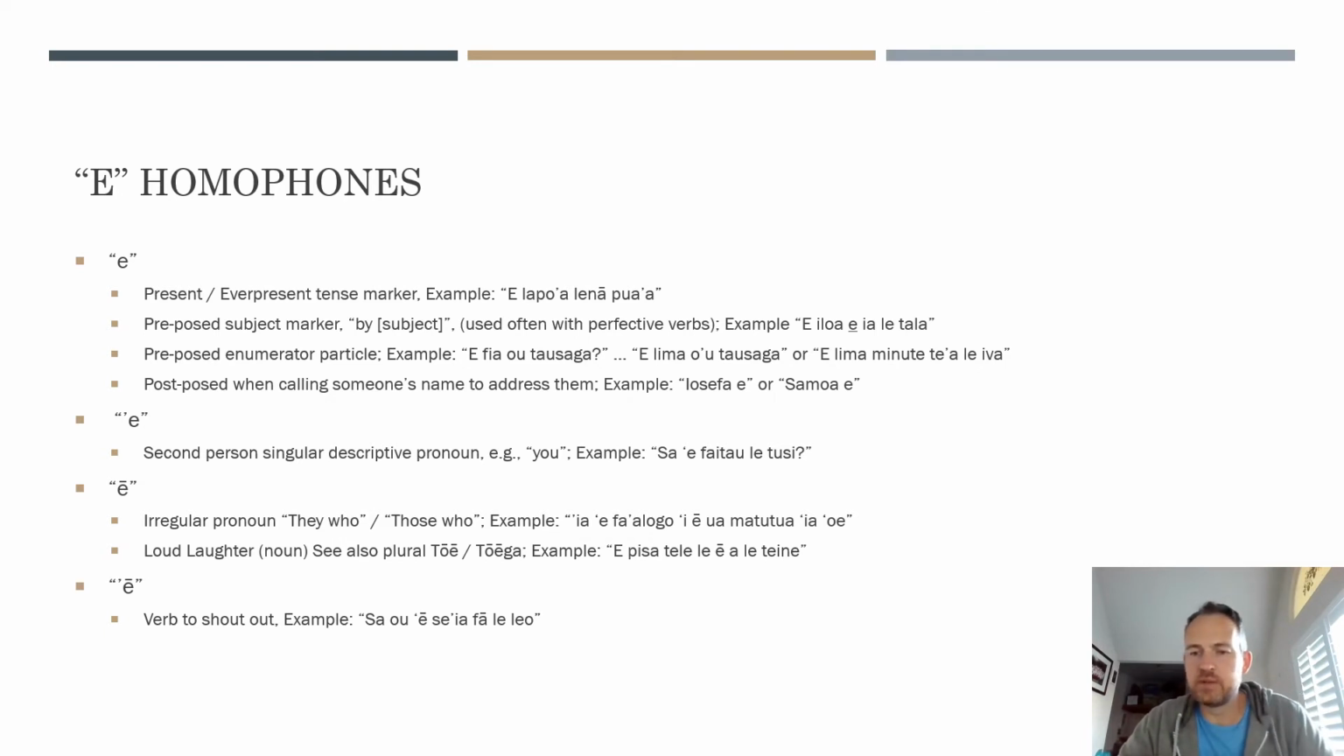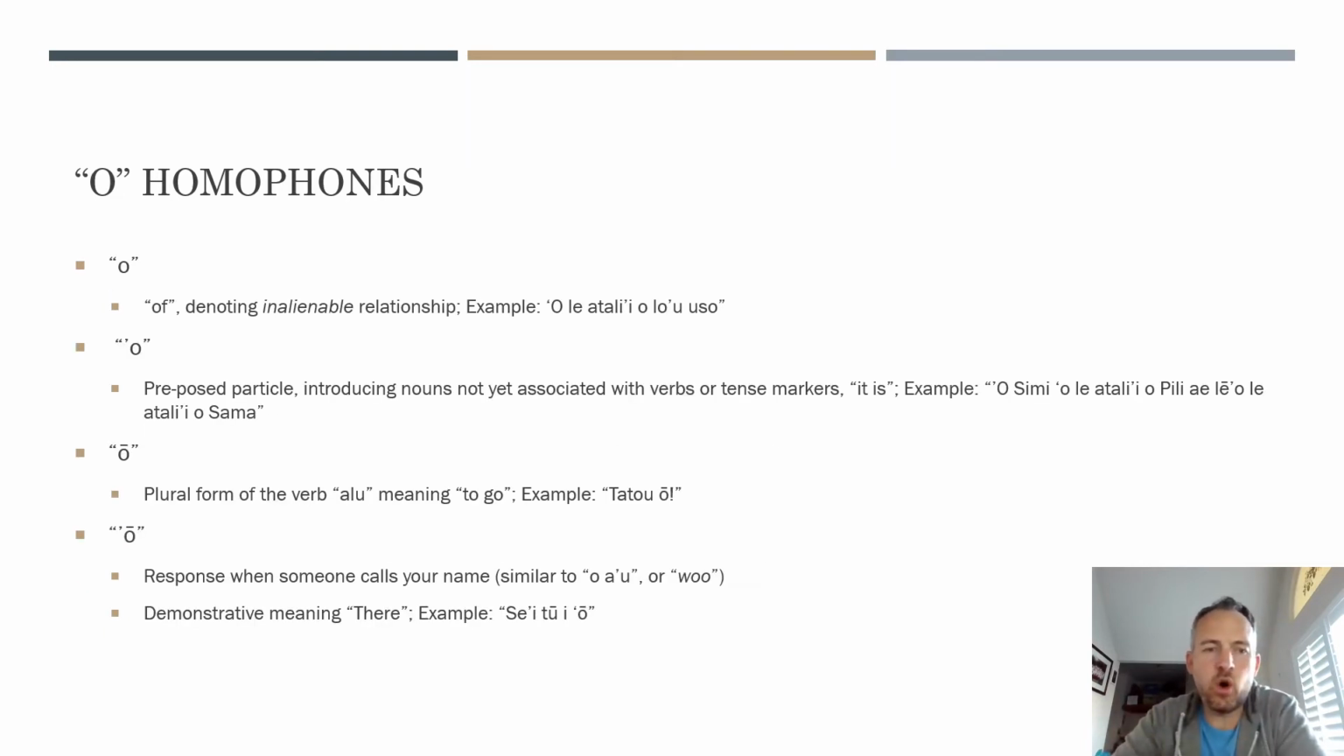All right, moving on. Homophones. Again, we got the same format. We got 4 different forms of the word o. The first one is no macron, no glottal, and really this just means of. There are basically 2 words for of, and I'll cover the second one in the next slide.